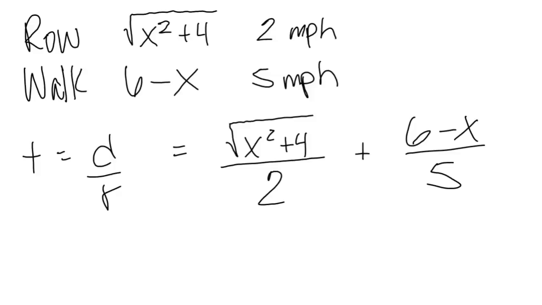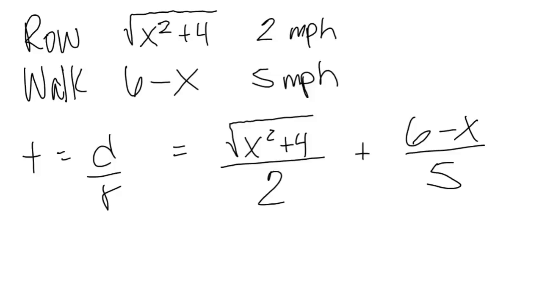So looking at this information, we pull some various factors from the problem. First, her row distance, set up as a factor of a Pythagorean theorem equation, is the square root of x squared plus 4, and this is at 2 miles an hour, while her walk distance would be 6 minus x, which is the distance where she's at now, at 5 miles per hour.